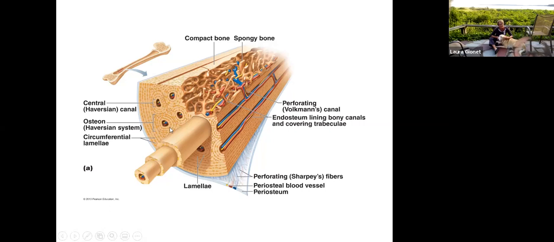So if you look in the center of each of the ones here in this compact bone region, you can see a red vessel, a blue vessel, and something yellow, and that's a nerve. So each central canal provides the nutrition for all the cells and osteocytes that are part of its osteon.